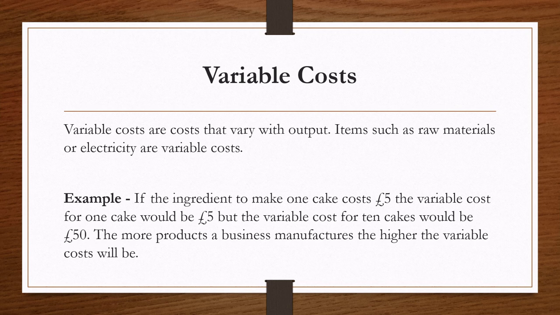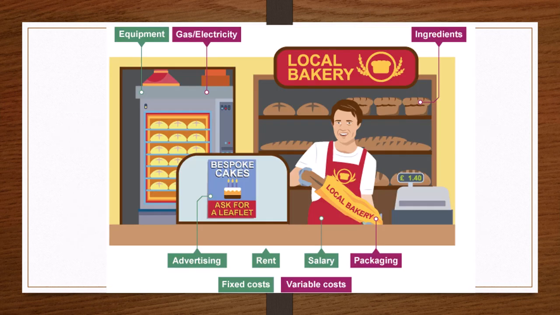Variable costs are costs that vary with output. Items such as raw materials or electricity are variable costs. For example, if the ingredients to make one cake cost €5, the variable cost for one cake would be €5, but the variable cost for 10 cakes would be €50. The more products a business manufactures, the higher the variable costs will be.